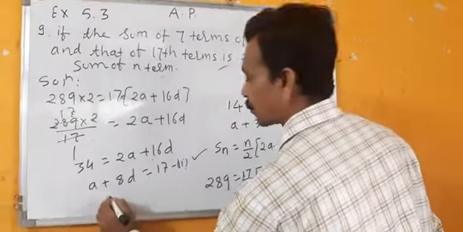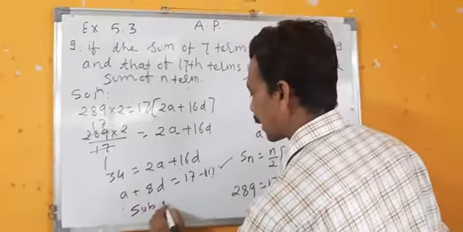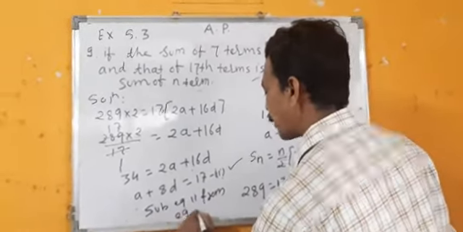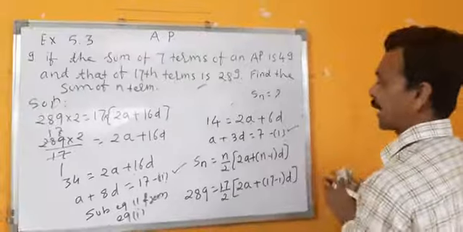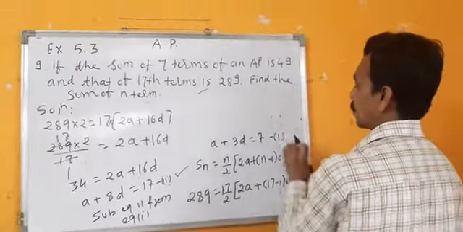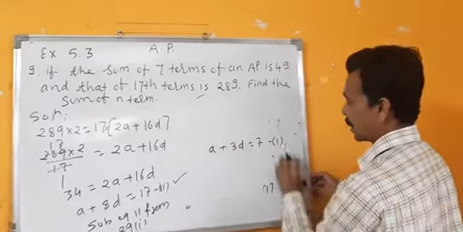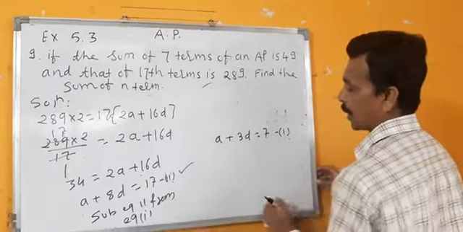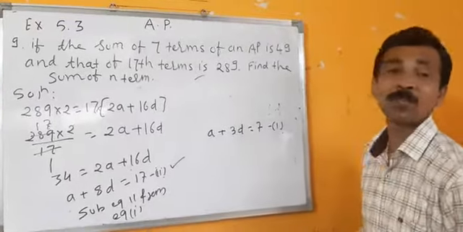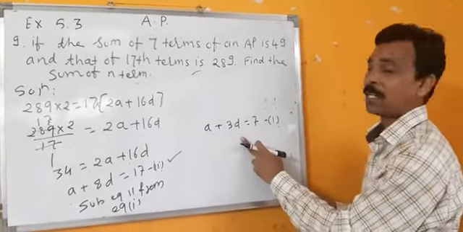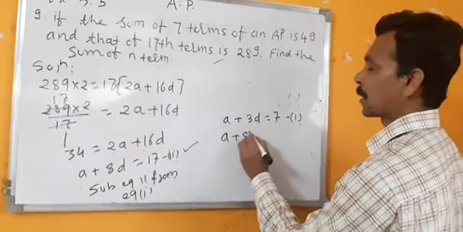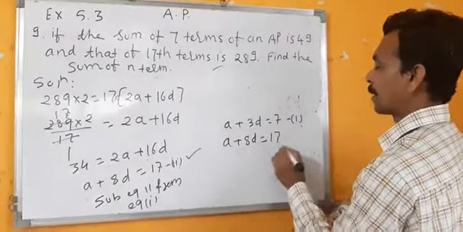I will write here: subtract equation 2 from equation 1. And then what will happen? I place equation 1 and 2, one below the other. What is equation 1? a plus 3d is equal to 7. What is equation number 2? a plus 8d is equal to 17.